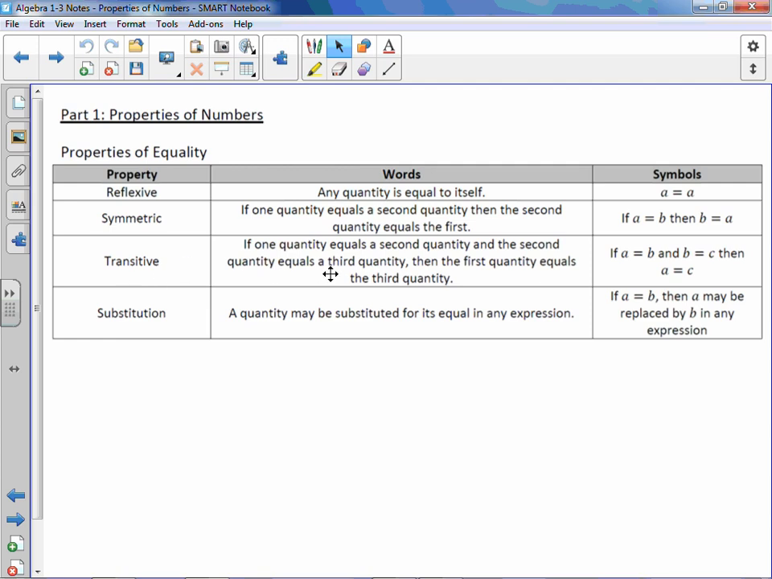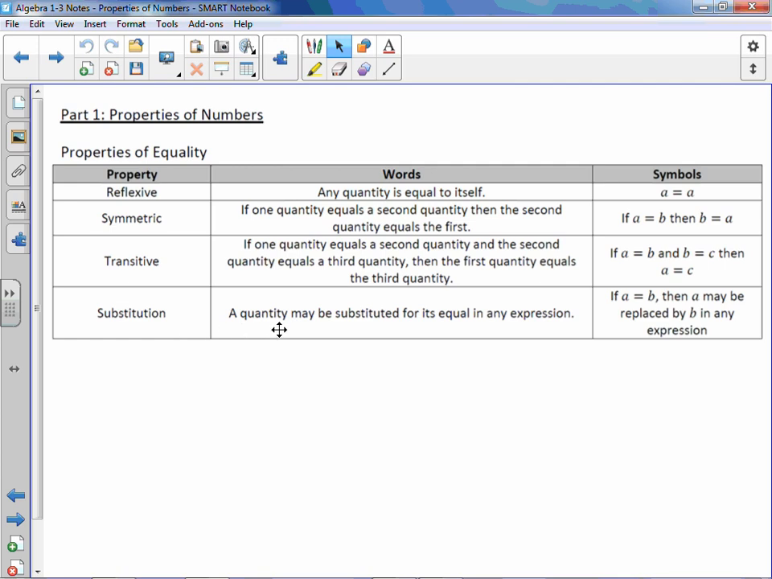Transitive. If one quantity equals a second quantity, and the second quantity equals a third quantity, then the first quantity equals the third quantity. So in other words, if A equals B, and we also know that B equals C, then by the transitive property, A must also equal C.